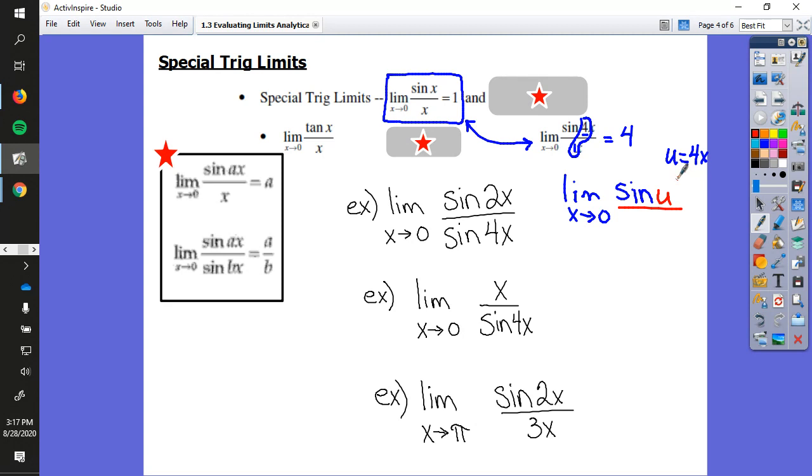Now on the bottom, we had an x, right? And so we want to put it in terms of u. If I rearrange this, let's say divide by 4, what I get is 1/4 u, or u over 4, equals x. So wherever I see an x, I can put 1/4 u. Okay, and so that's what we have there.